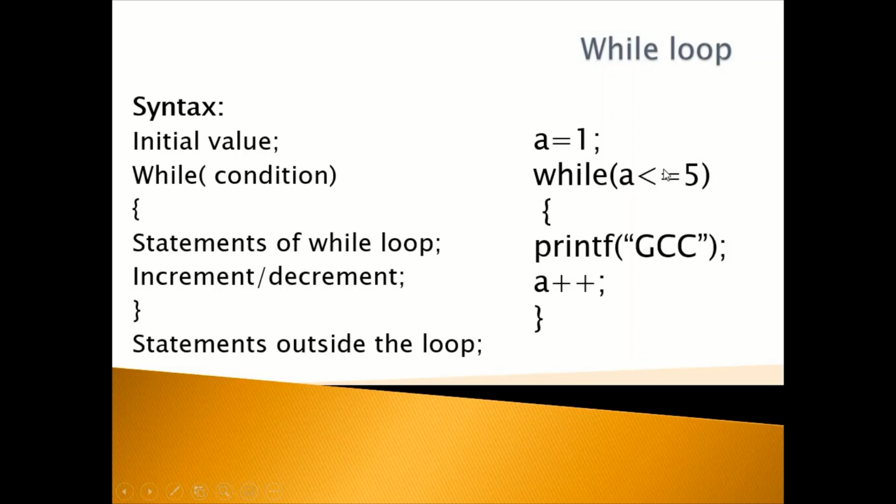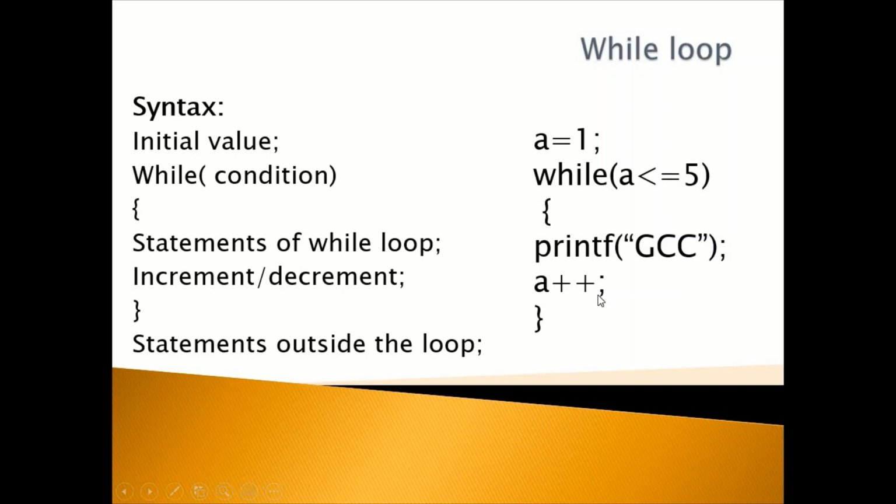So when A is 2, the condition is true, again it goes inside, it prints GCC for the second time. Again A is incremented by 1 by using A++, A becomes 3, the condition is true, again it goes inside, it executes the printf statement, it prints GCC for the third time. This process continues up to A equal to 5. 5 times GCC is printed.